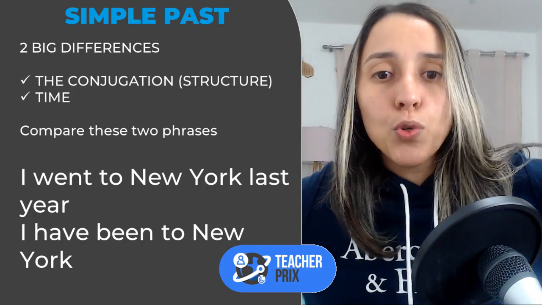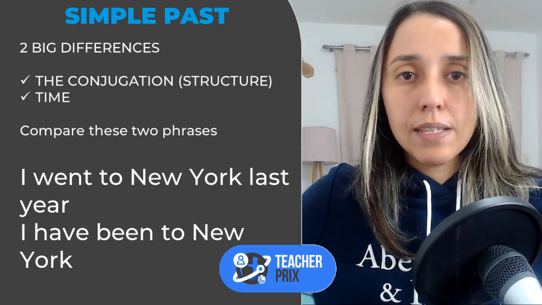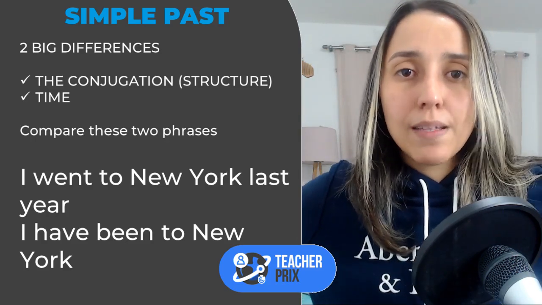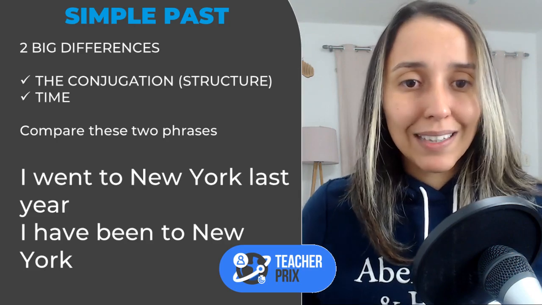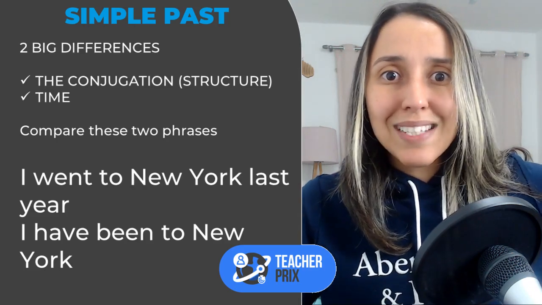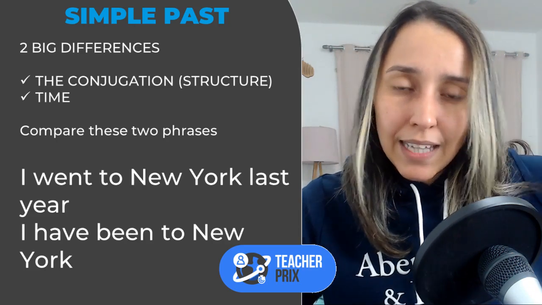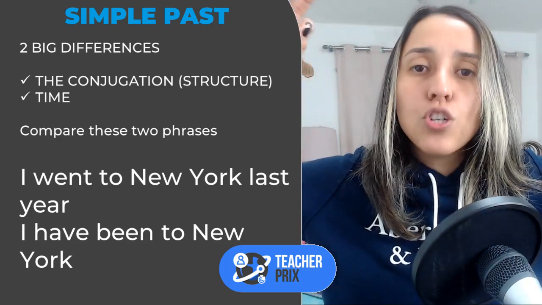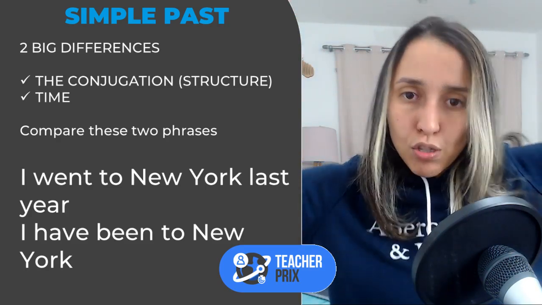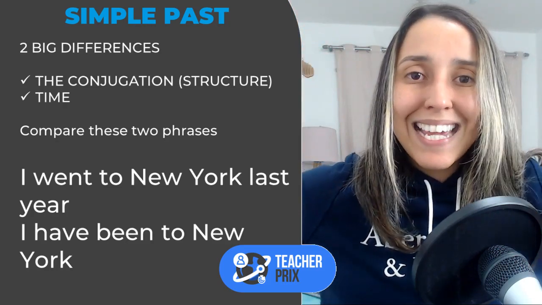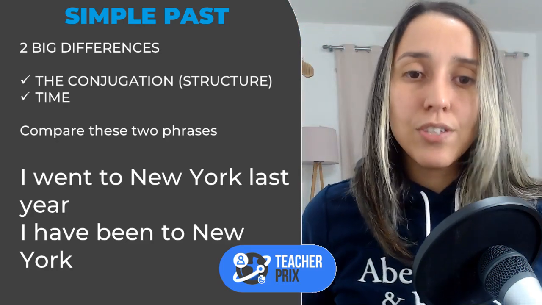I went to New York last year. Okay, simple past. I went. Went is the past of go. I went to New York last year. Last year, 2018. Last year. This year is 2019. So last year, 2018. So I went to New York last year.